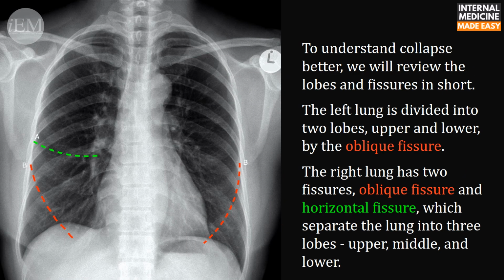To understand collapse better, we will review the lobes and fissures in short. The left lung is divided into two lobes, upper and lower, by the oblique fissure. The right lung has two fissures, oblique fissure and horizontal fissure, which separate the lung into three lobes, upper, middle and lower.